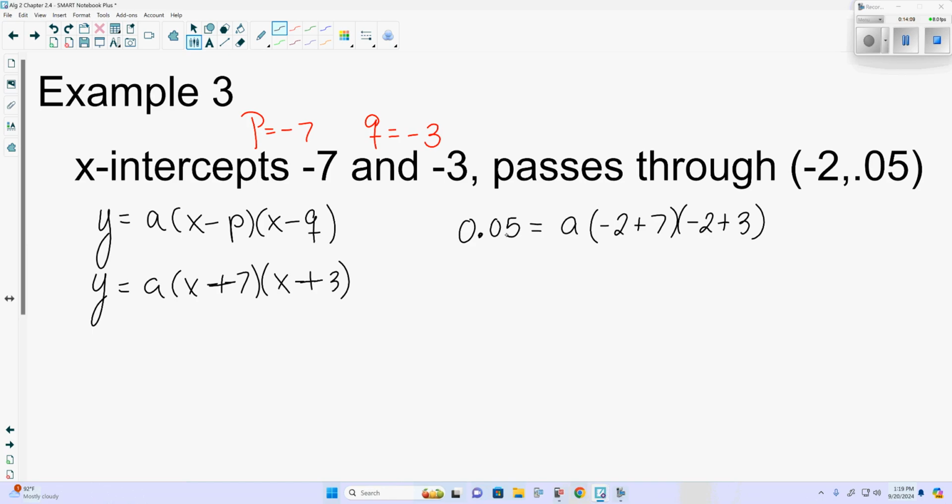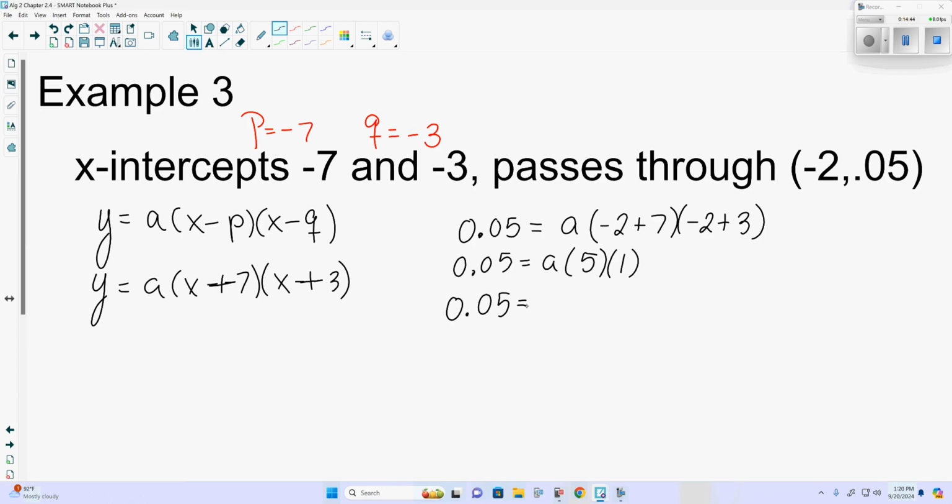We are doing pretty much the exact same thing. It's just a different formula. Yes? All right. Parentheses first. Negative 2 plus 7 is 5. Negative 2 plus 3 is 1. We have a times 5 times 1.